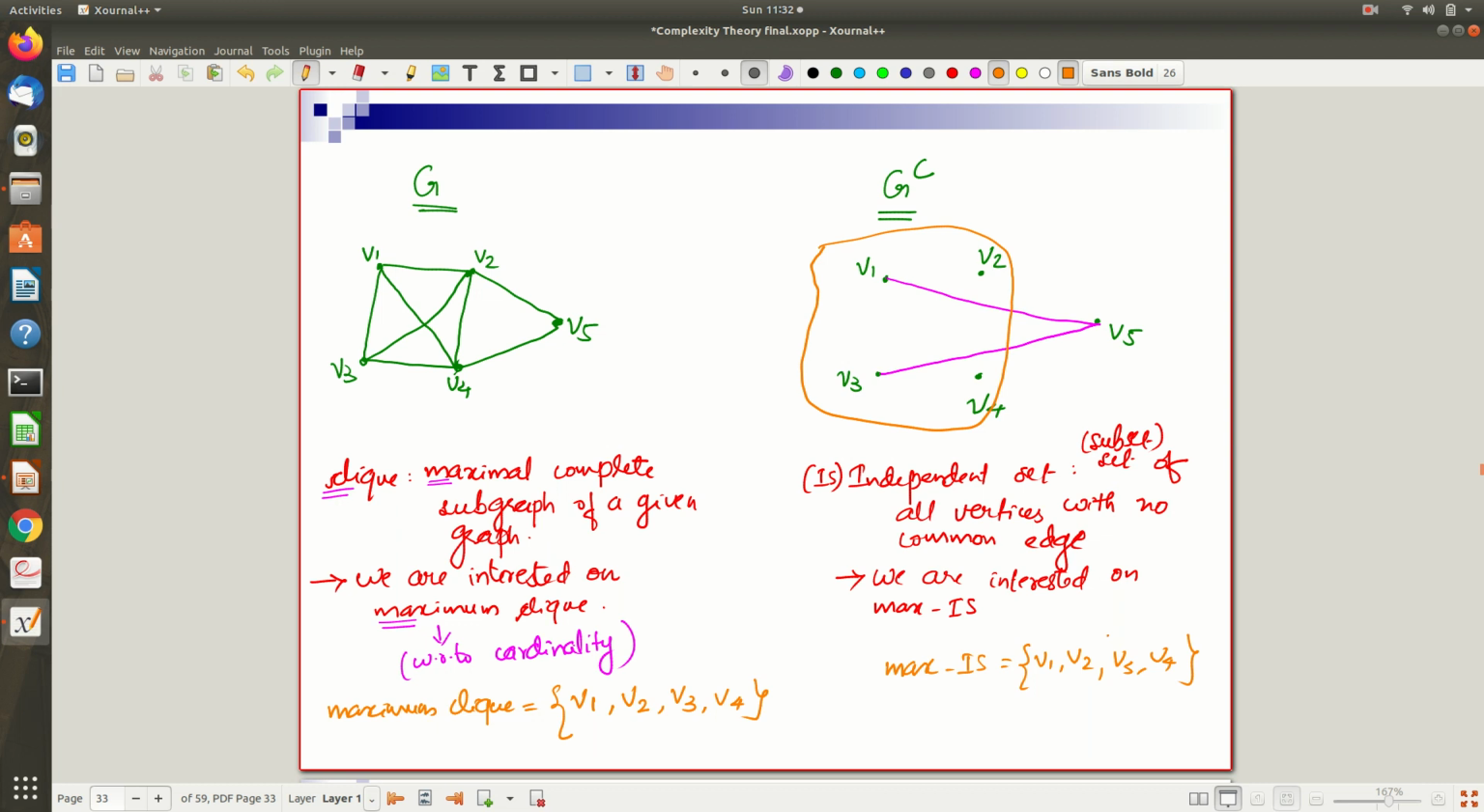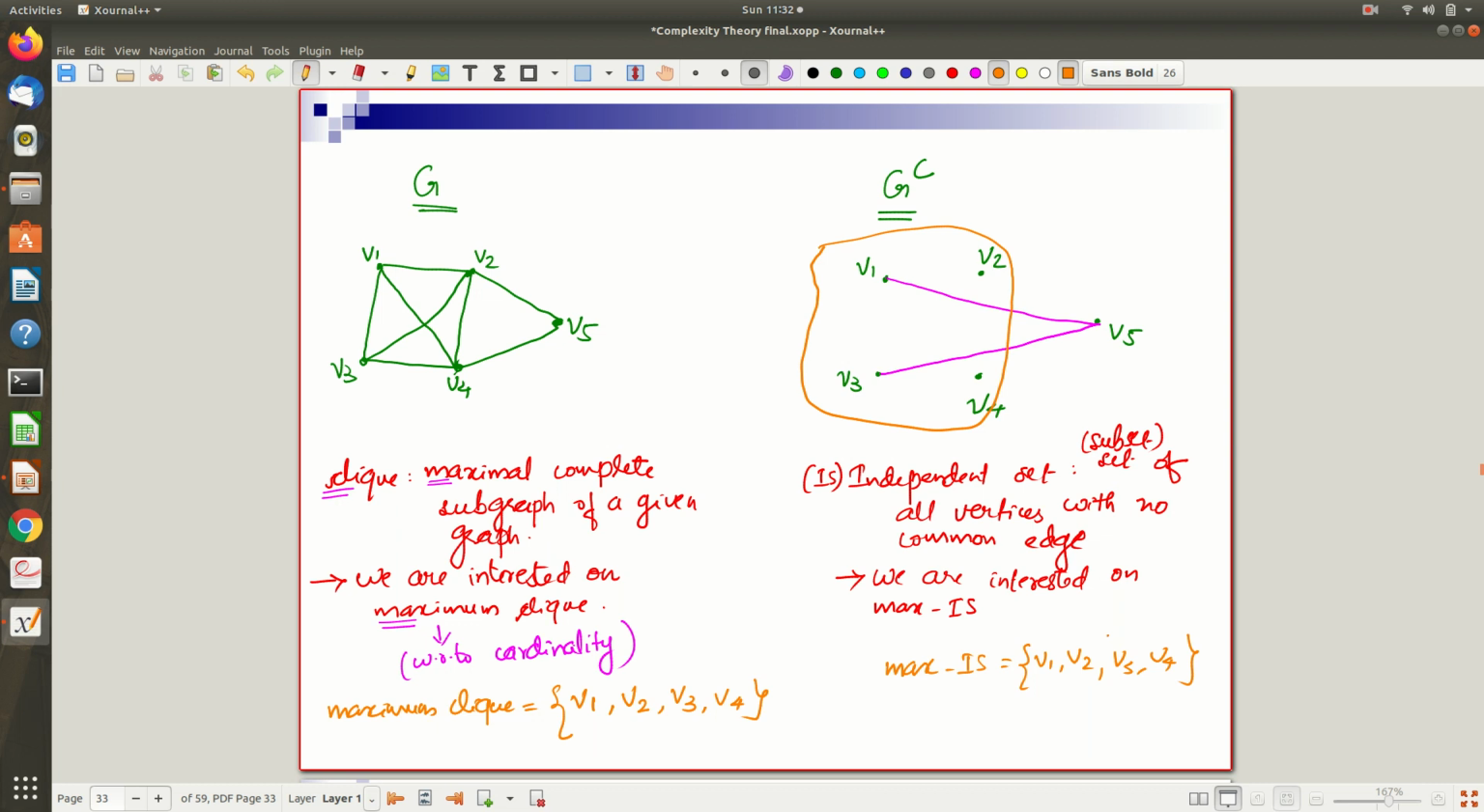You can visualize Facebook or some social media platform, and how people are connected to each other, as a graph. The people on your Facebook are the vertices, and if two people are friends of each other, you connect the corresponding vertices with an edge. So you basically get a friendship graph in the background, right? Now what we are interested in finding is this clique.